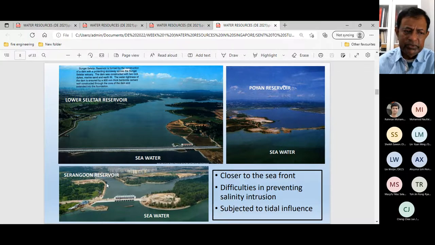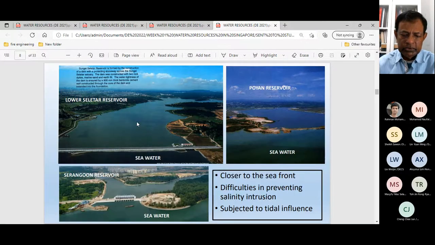Similarly, Serangoon Reservoir is also at the edge of the seawater. So all these estuarial reservoirs, which means estuaries which have been converted into reservoirs, are closer to the seafront, and therefore it is quite difficult to prevent salinity intrusion. So what is salinity intrusion? Sometimes it is also subjected to tidal influence, which means at high tide, more water may try to seep through and enter into the reservoir. That is what is called salinity intrusion.